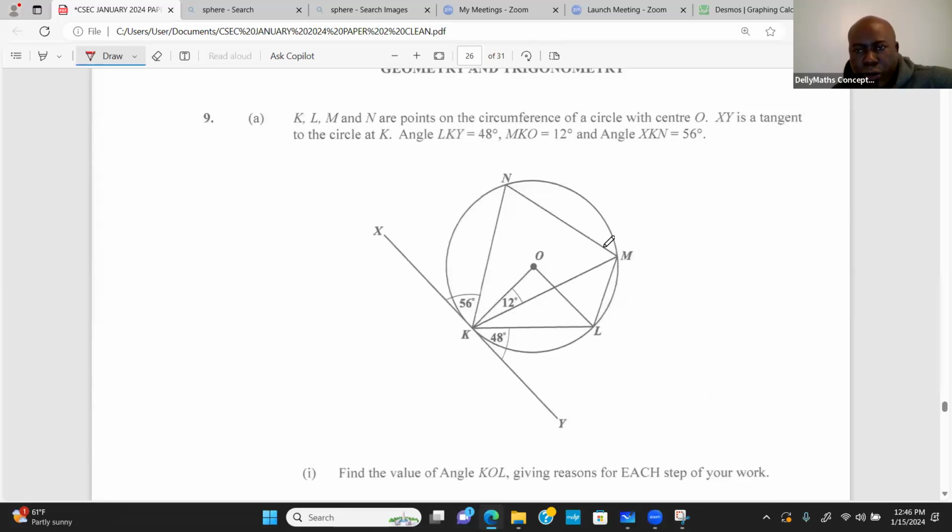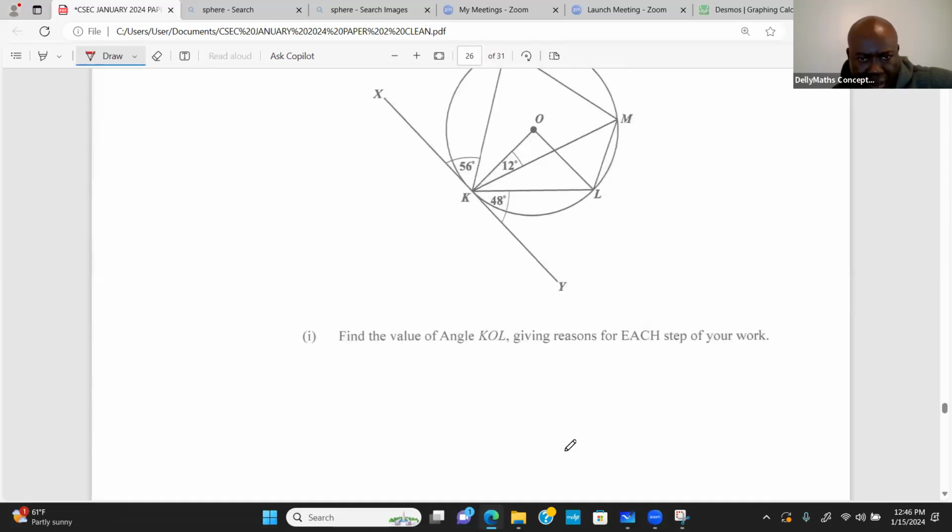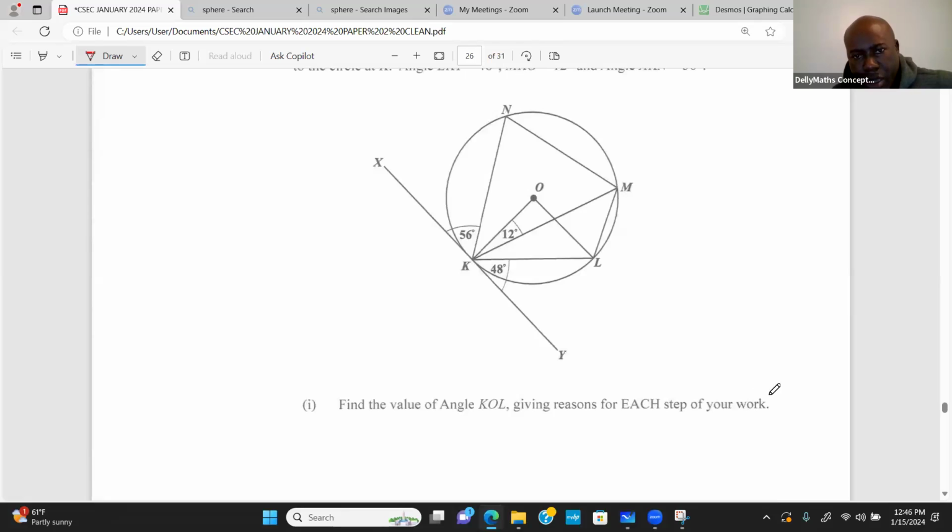All right, let's see if we could run through this. This one says given that. All right, so we have information that they give here. Let's see what they want. Find the value of the angle KOL, giving reason for each. KOL. All right, so let us mark KOL. So we have KOL right here.